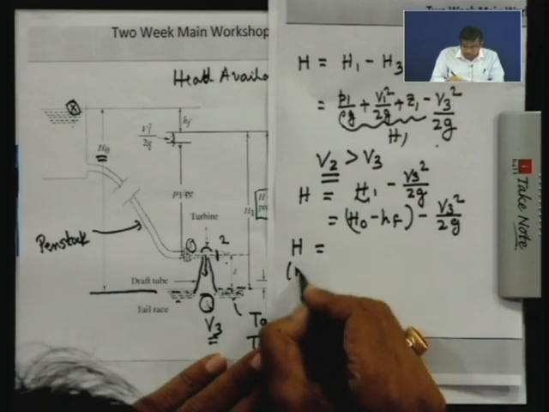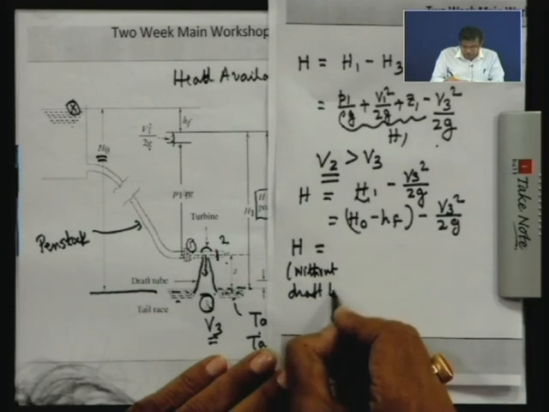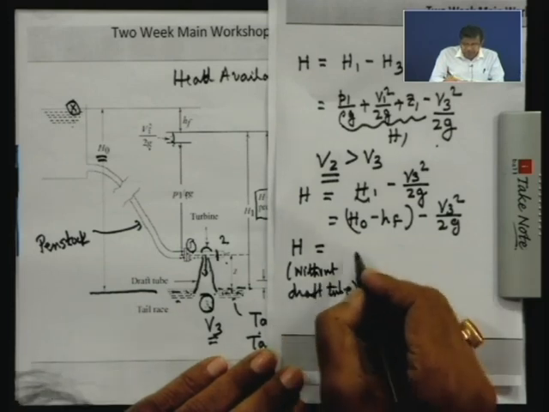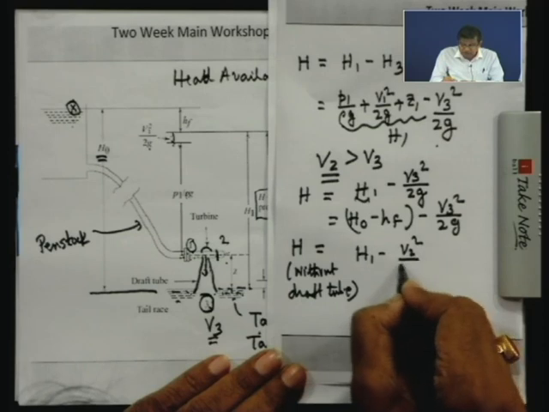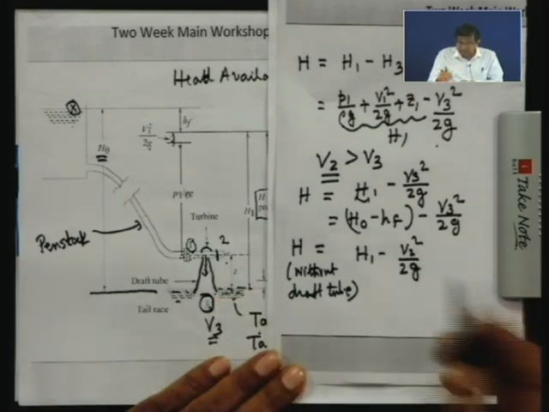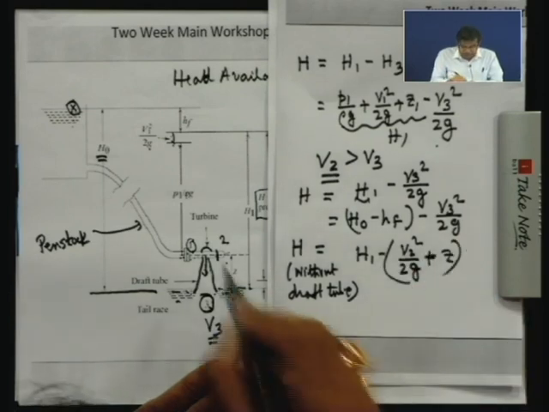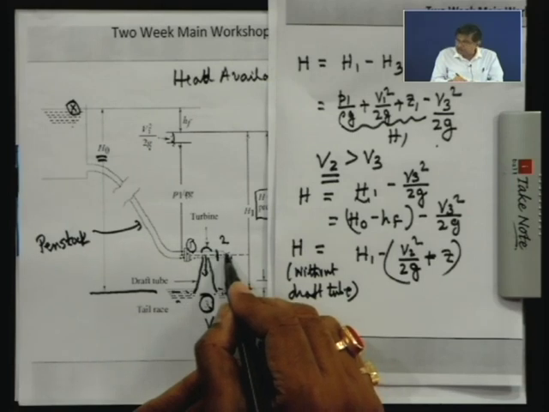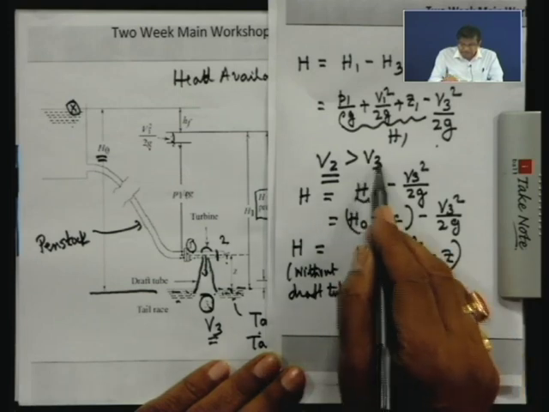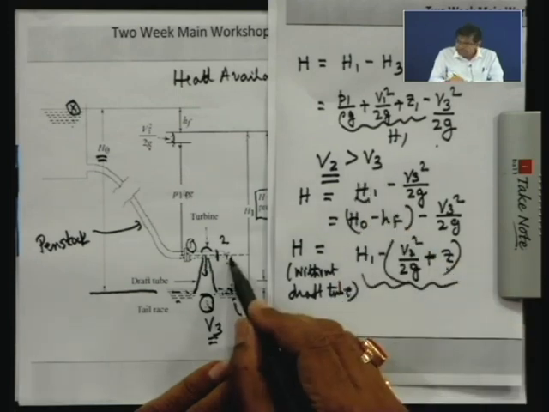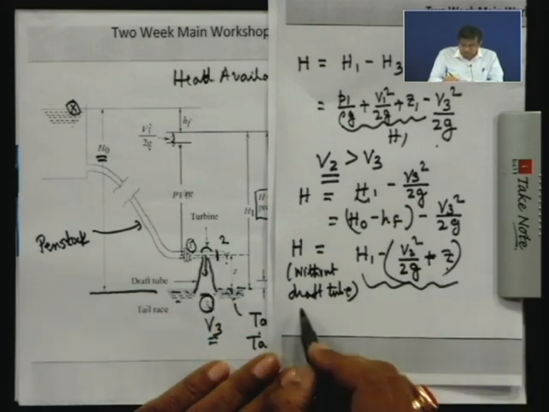In that case, the net head without draft tube could have been H1 minus V2 square by 2g, with the pressure atmospheric because we are discharging into atmosphere, minus the height of the jet. Why? Because the turbine is set up at a higher height from the tailwater level. So this loss is much higher, since V2 is greater than V3. Moreover, the height above the tail race at which the turbine is installed comes into the picture. Therefore, the net head is decreased.